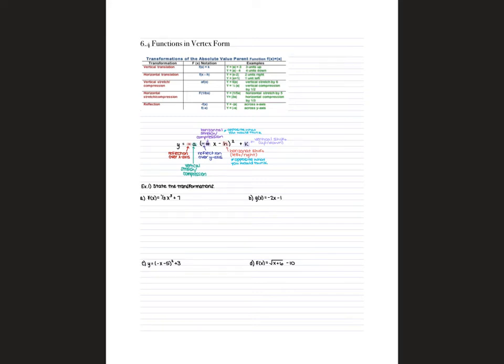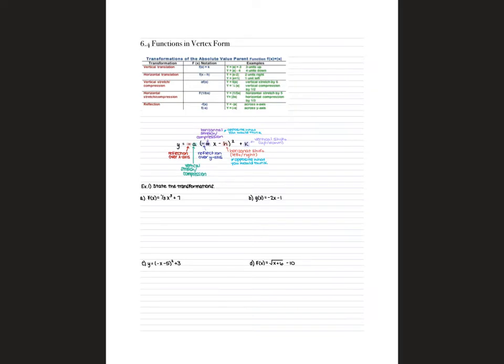6.4 functions in vertex form. When we do these functions, we are dealing with either x squared, x cubed, x, or even the same thing as square root of x or cube root of x. So we're using the same rules that we did with the square root of x function and the cube root of x function. Any change that happens out front or outside of those parentheses, remember, it is a vertical change up and down. If it's inside the parentheses, it's opposite of what you would think and horizontal.